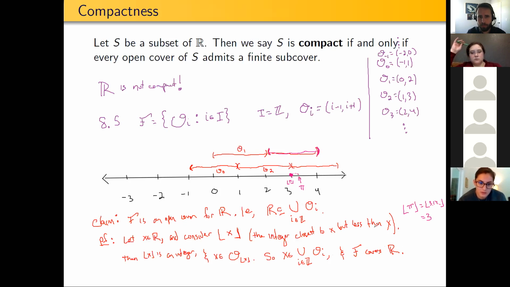Okay, so that was, I think, part of exercise 8.5. How does that sit with you all? Questions, comments, concerns? Okay, cool.